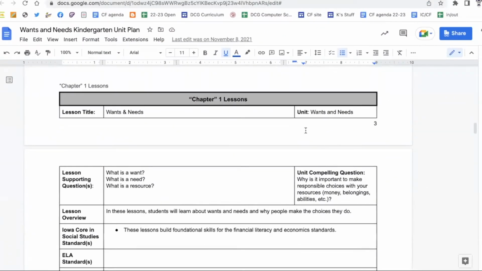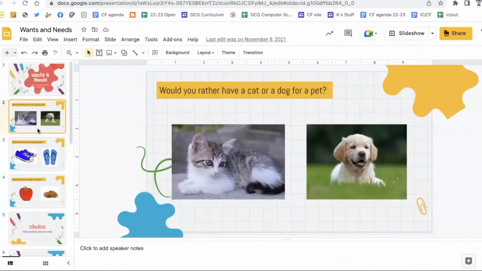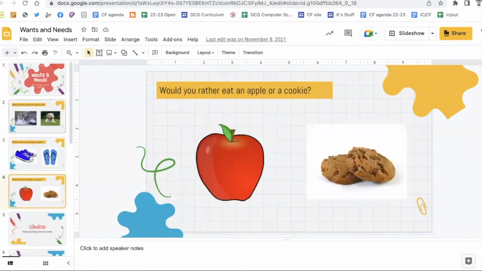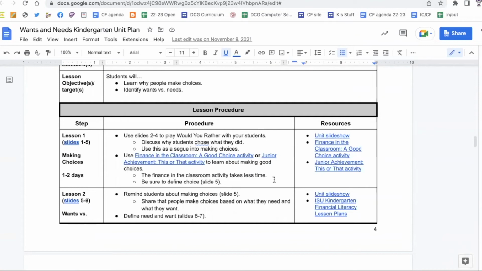Chapter 1 is called Wants and Needs, and we focus on supporting question 1. What is a want? What is a need? What is a resource? In this lesson, we're going to focus on what wants and needs are and why people make the decisions that they do. So we begin this unit by playing a would you rather game. Would you rather have a cat or a dog? Would you rather wear sneakers or sandals? Would you rather eat an apple or a cookie? And that pulls us into this concept of making choices. After this, then we move into either the finance in the classroom or junior achievement, this or that activity, to learn about making good choices.